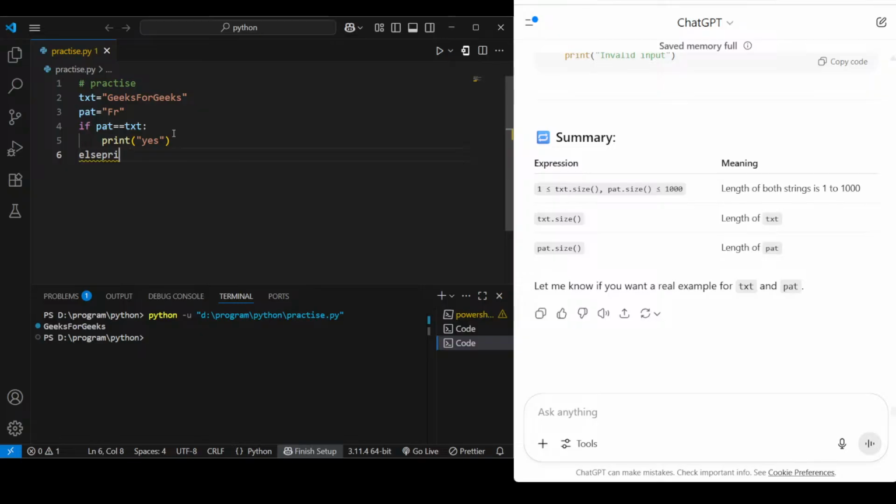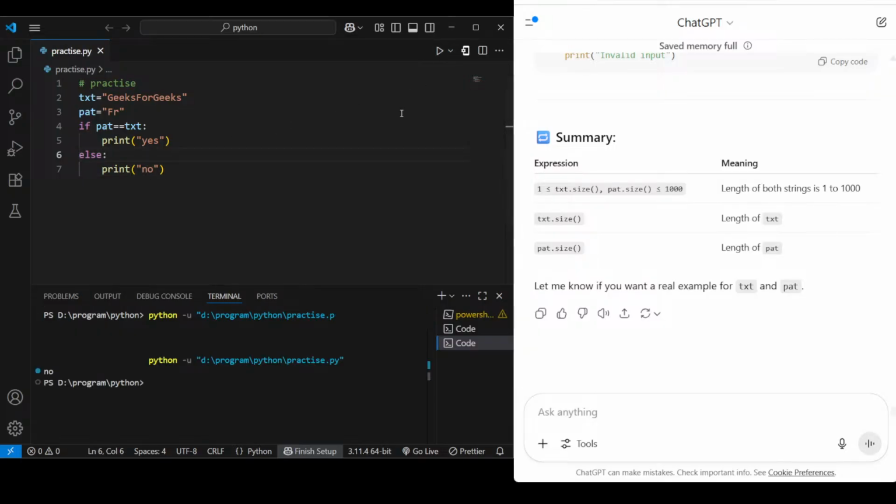Else print no. It's saying no. Shall we give O here? Even for this also it's saying no. Bad.